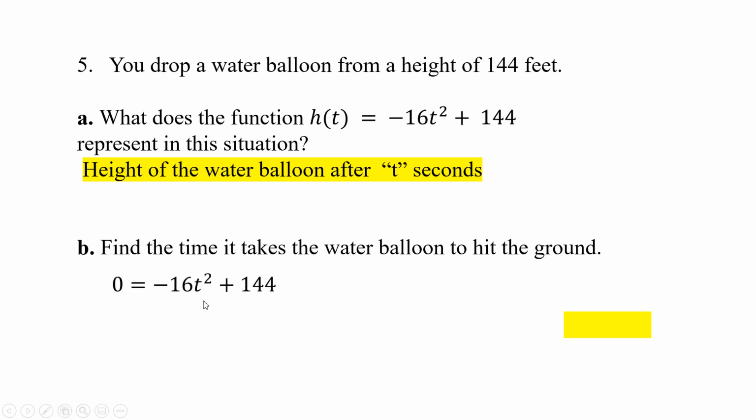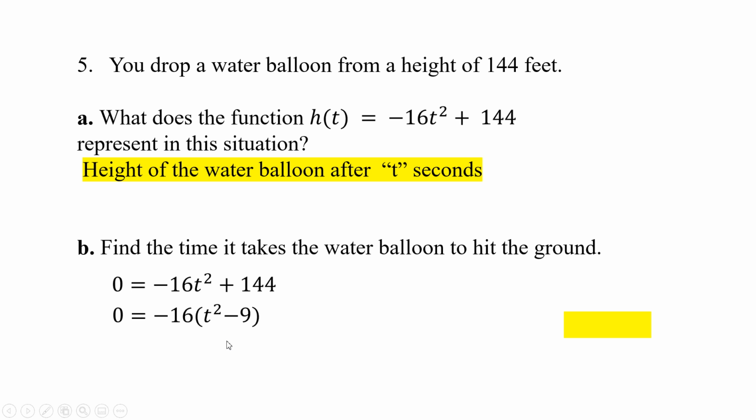Okay. Next, we're going to find the time it takes the water balloon to hit the ground. Well, first, we're going to go ahead and put our equation here and put everything equal to 0. So we've got 0 equals negative 16t squared plus 144. Next, we're going to go ahead and factor out the 16 because it is the greatest common factor. We're going to factor out the negative as well. That's going to leave us with t squared minus 9 inside of our parentheses.